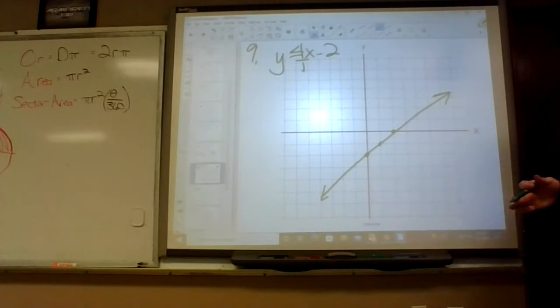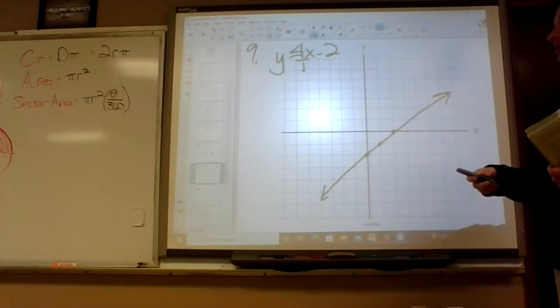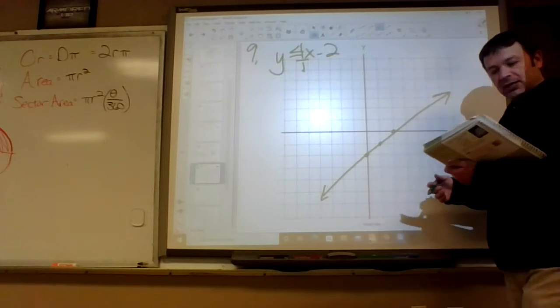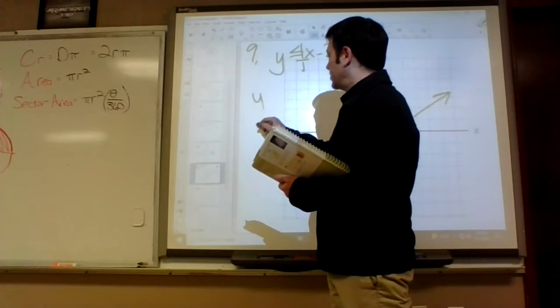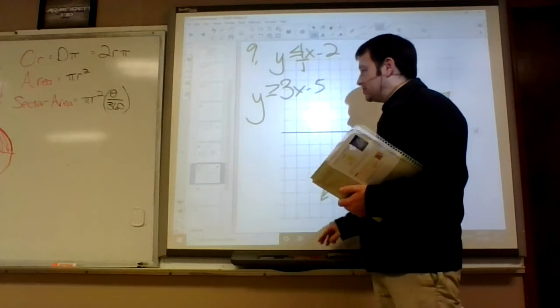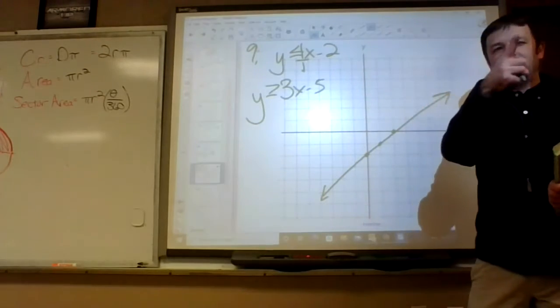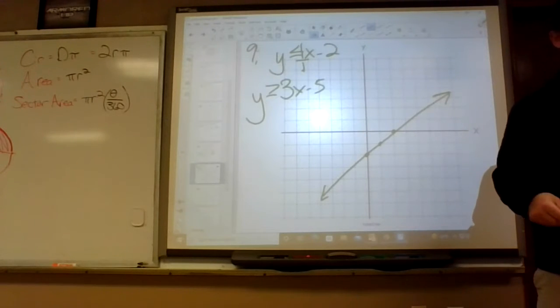Okay, but we're not going to shade yet because we still have to figure out the other graph. The other one says y is greater than or equal to 3x minus 5. I'm going to switch colors. You don't have to do this. If you want to borrow some pencils, I've got some. Does anybody want colored pencils?